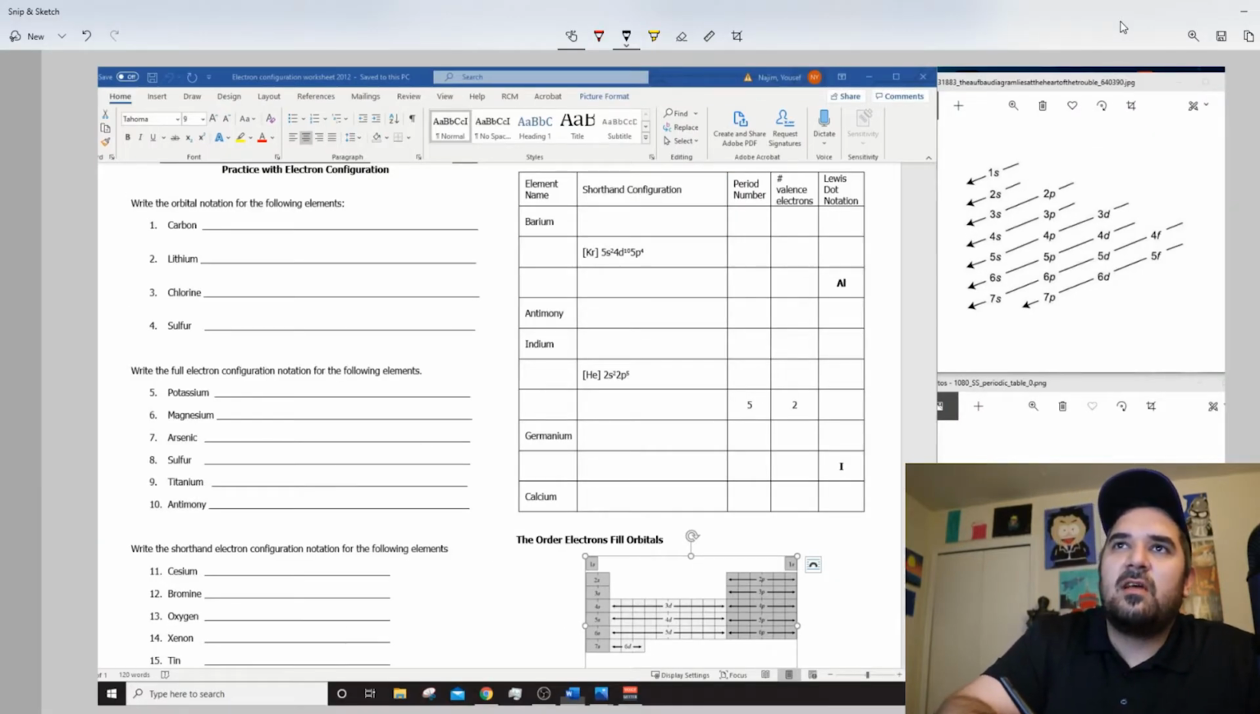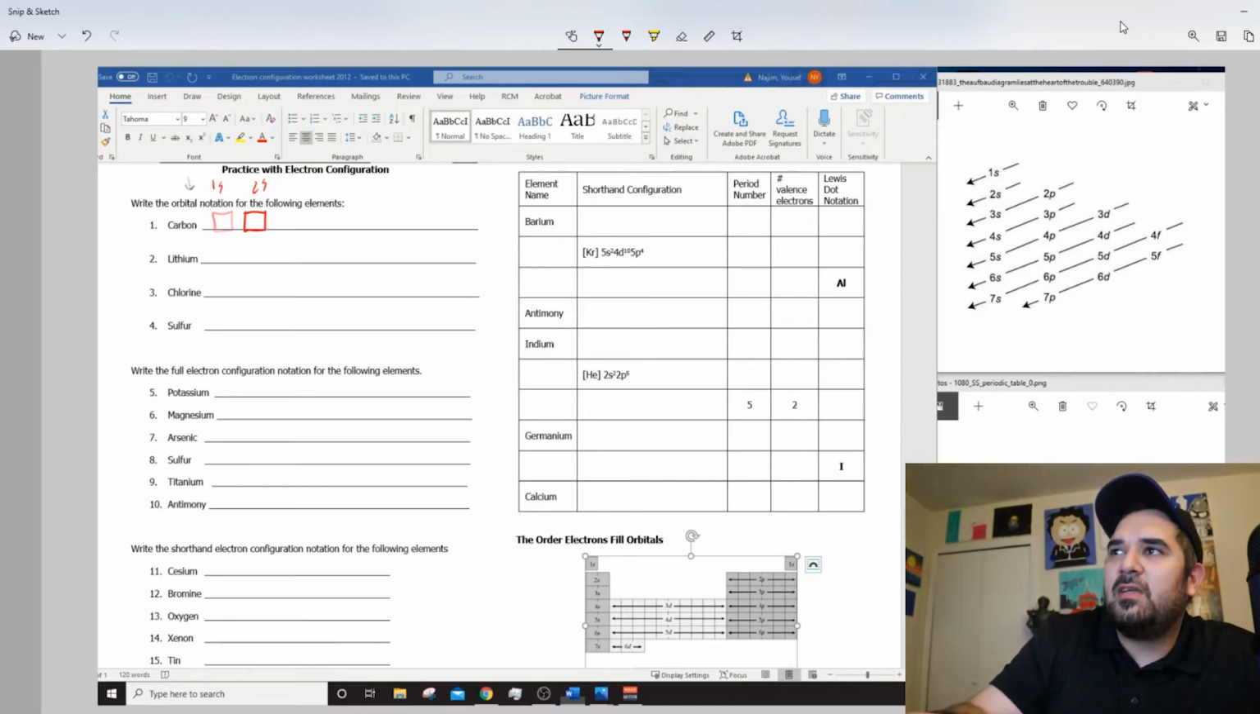So first, it's asking for orbital notation, and I doubt anybody remembers what that is. Orbital notation is going to be the boxes with the arrows in them. So that's going to be 1. Let me see what it looks like when I use this one. All right, that's better. So that's going to be 1s, and then that's going to be 2s.